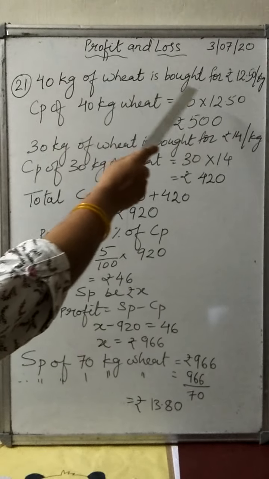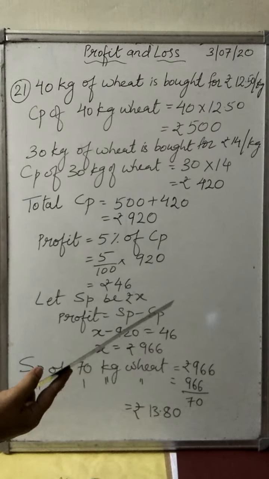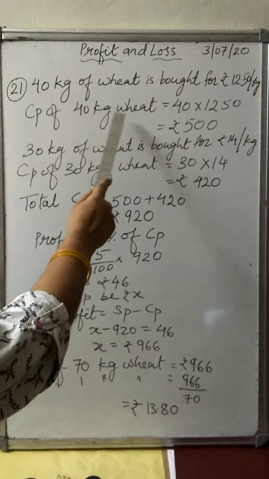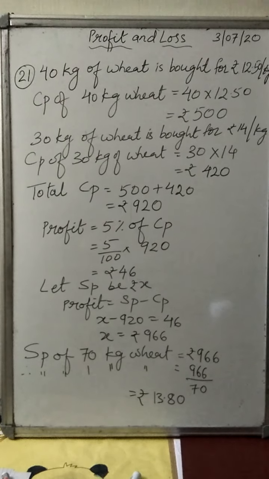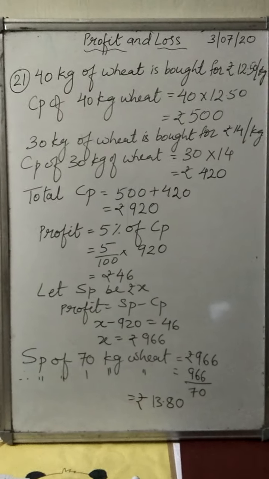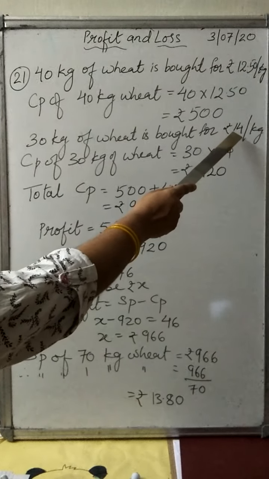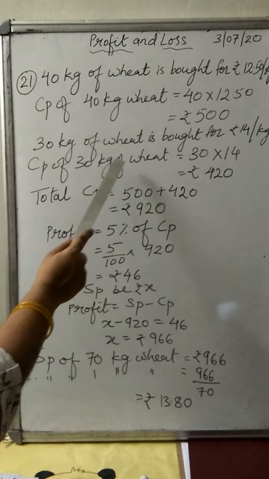So that means 40 into 12.50. That is a simple calculation, all of you know. So CP of 40 kg wheat is rupees 500. Similarly, you have to find the CP of 30 kg of wheat. So per kg it is given rupees 14. You need to find out CP of 30 kg of wheat.